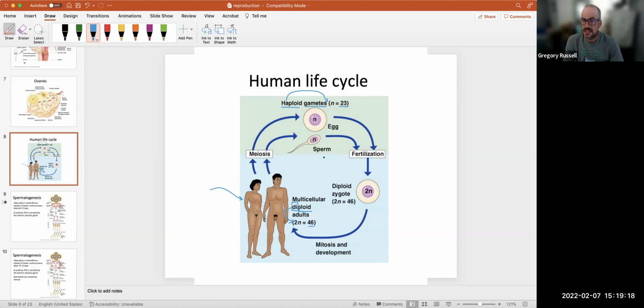When the sperm and the egg combine in fertilization, we end up with a diploid zygote that now has 46 total chromosomes that can undergo mitosis and develop into another individual. So we spend most of our life cycle in our diploid phase, a very short amount of time in the haploid phase. But it's important to understand how these are made.